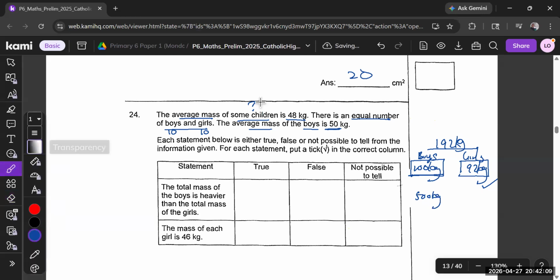So there are 20 children. Okay, 20. So what's the total mass of 20 children? 48 times 20. 960 kg. Oh, so what's the total mass of the girls? 960 minus the total mass of the boys, you will get 460 kg. So is the total mass of the boys still heavier than the total mass of the girls? Yes. So you give a small example, give a big example, and if they both give you the same answer, then it must be true.